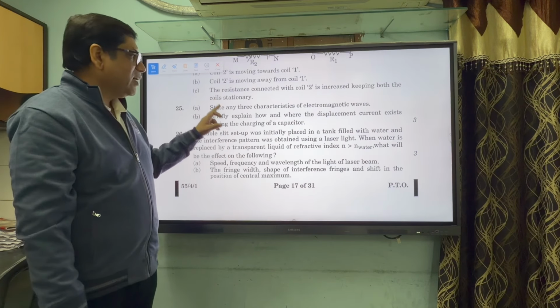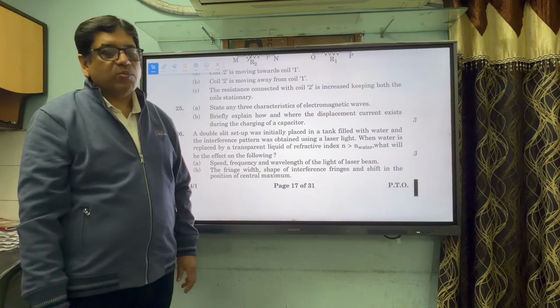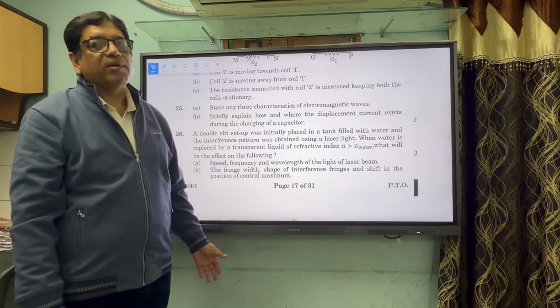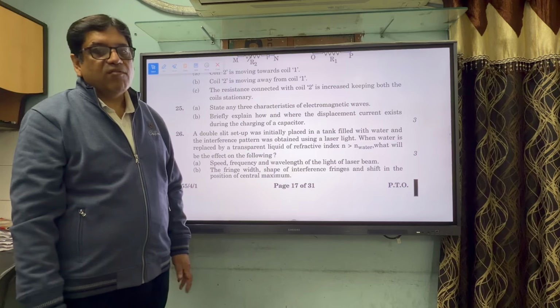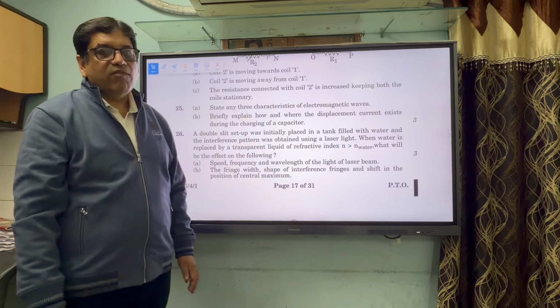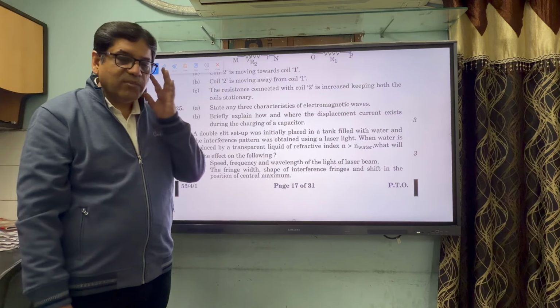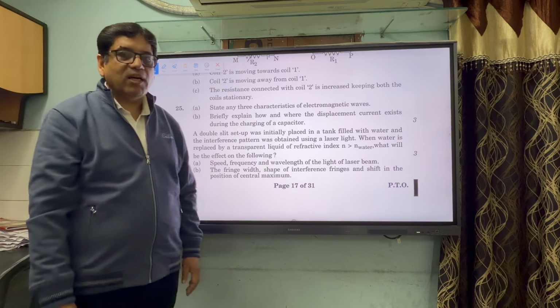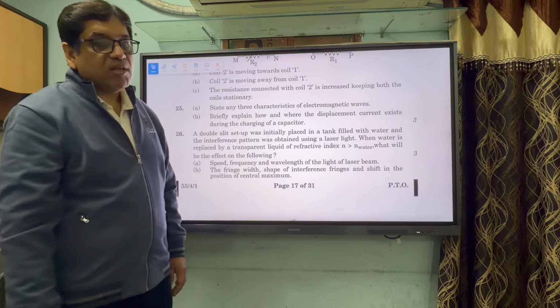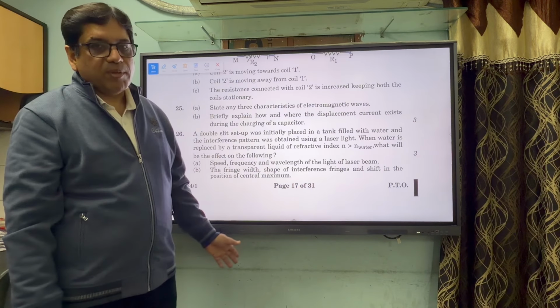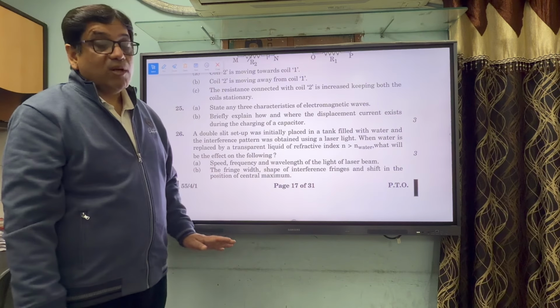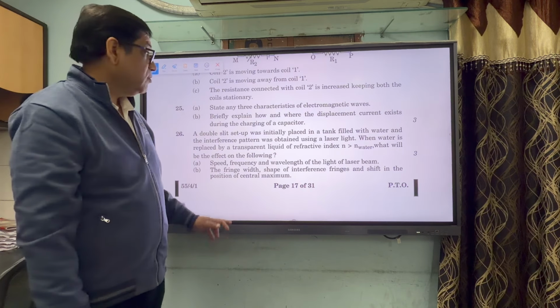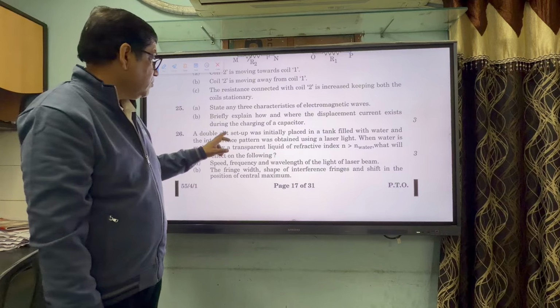State any three characteristics of EM waves. This is a very important topic. You have to state any three properties of EM waves. EM waves can travel in vacuum. In vacuum they have speed 3 into 10 to the power 8 meter per second. These are made up of electric and magnetic fields which are perpendicular to each other. So you have to write only 3 properties, but you should learn at least 6-7 properties from chapter unit 5.